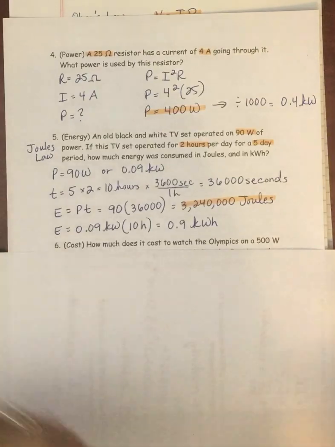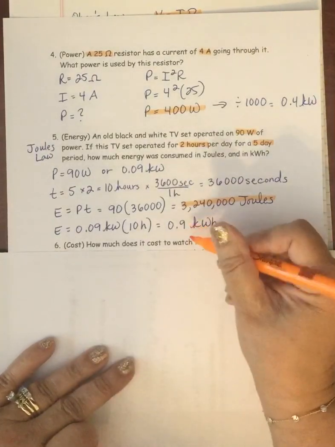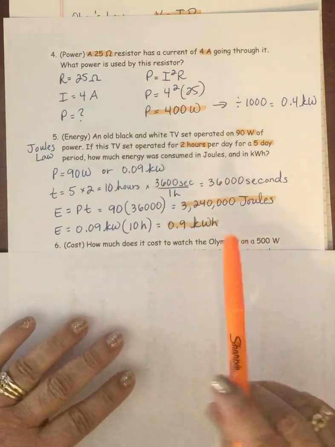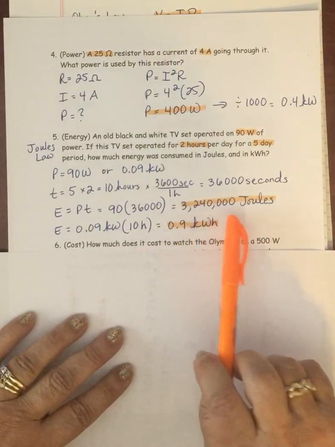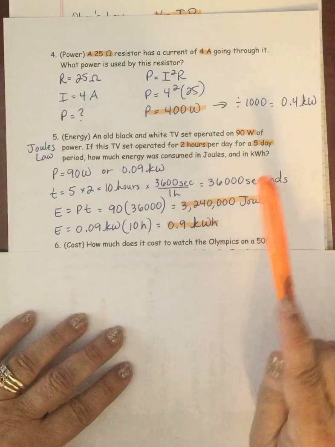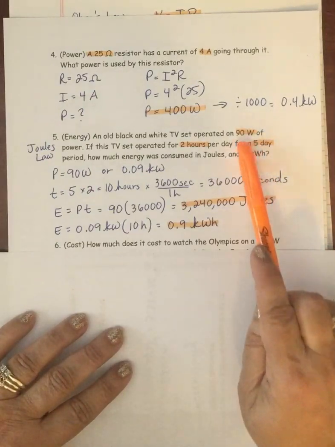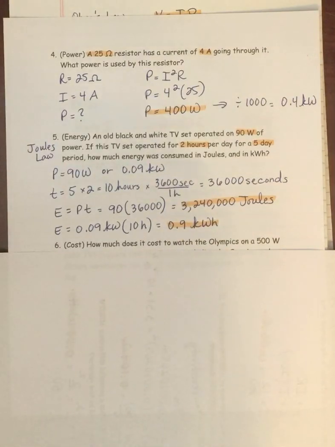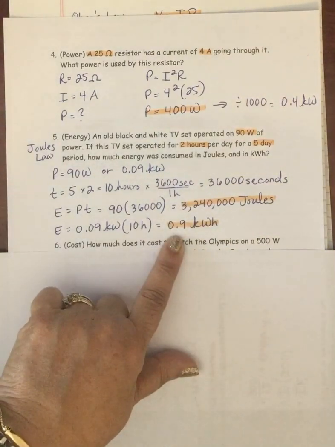And you can kind of see why the electric company prefers to use kilowatt hours over joules. Because you use 3,240,000 joules just to power a simple black and white TV set for 10 hours. And in a month, how much energy do you use? You use a lot. So kilowatt hour is a much more convenient unit because you end up with smaller numbers.